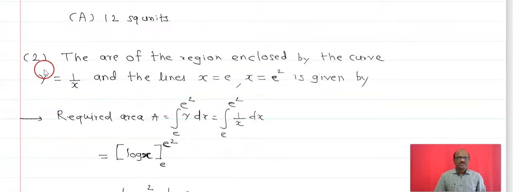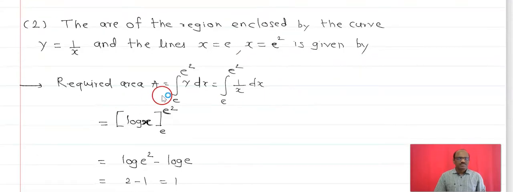Now the next question: the area of the region enclosed by the curve y equals 1 upon x and the line x equals e square is given by... The required area A is equal to the integral from e to e square of y dx, that is the integral from e to e square of 1 upon x dx. What is the integral of 1 upon x? It is log of x. The lower limit is e, the upper limit is e square.